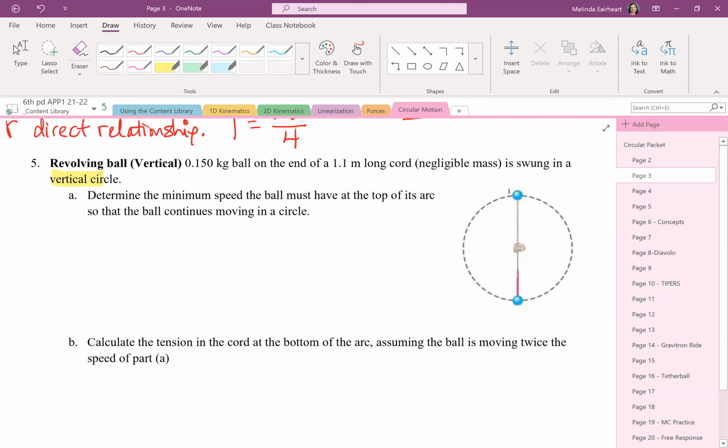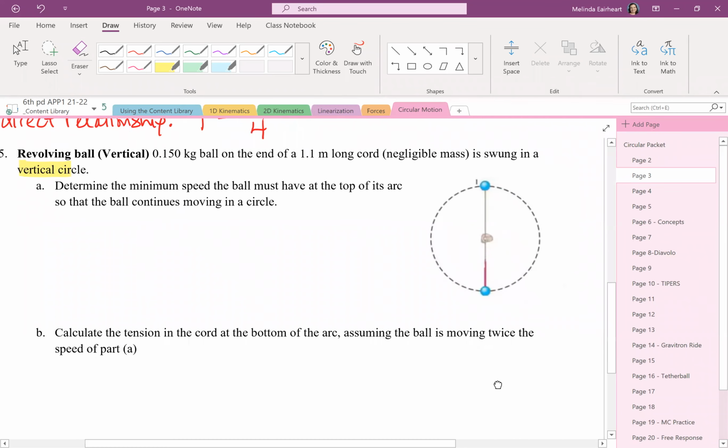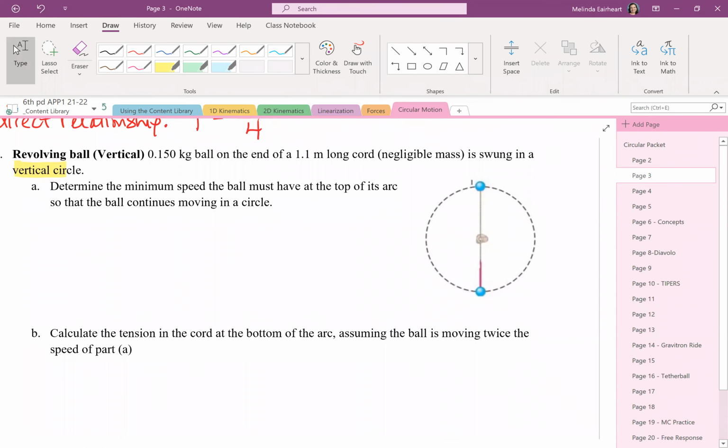Determine the minimum speed the ball must have at the top of its arc so that it continues moving in a circle. Basically, inertia carries you across the top, okay? And then B, calculate the tension at the bottom. And so before I solve anything, y'all, we're still forces. Step 1 is still what? Diagram, okay? Always diagram, diagram, diagram. I know we started out with velocity and drawing other type of pictures, but at the end of the day, these are force problems. And so we're going to draw a force diagram at the top and at the bottom, because that's where they said we're going to be solving for.